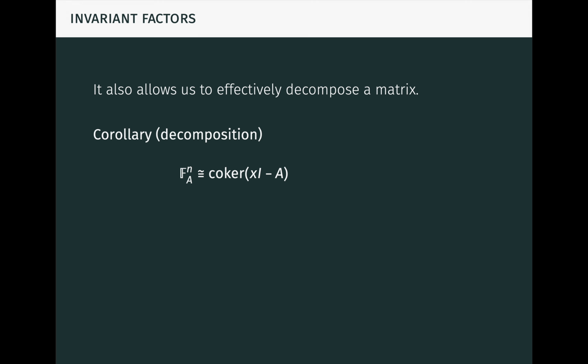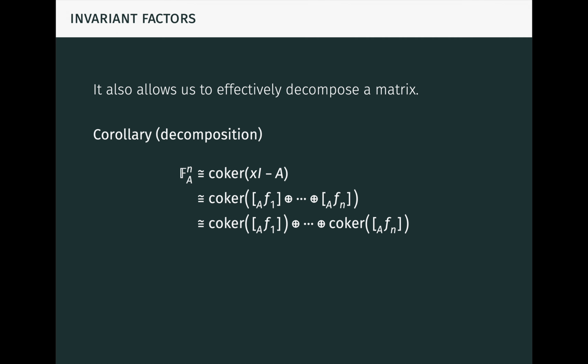To see this, first recall that the module F^n_A is isomorphic to the cokernel of the characteristic matrix of A. Since the characteristic matrix is equivalent to its Smith normal form, and the cokernel operation respects equivalence, this is isomorphic to the cokernel of the Smith normal form. And since the cokernel operation also respects direct sums, this is isomorphic to the direct sum of the cokernels of the 1-by-1 matrices containing the invariant factors of A. This is called the invariant factor decomposition of the module F^n_A. To extract insight from it, we need to better understand those cokernels.